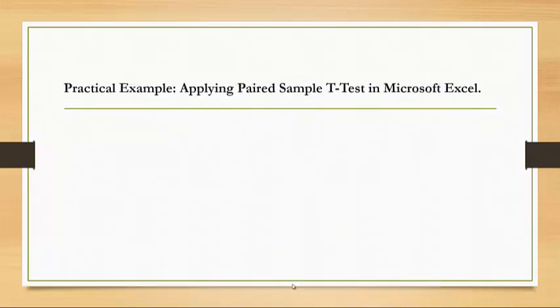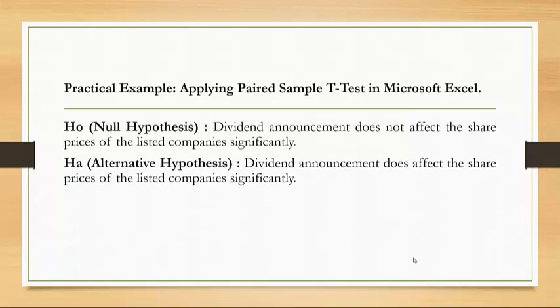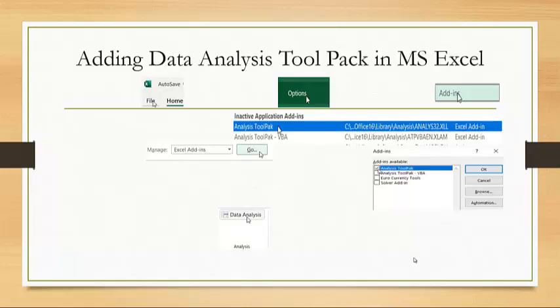So you can see that practical example applying paired sample t-test in Microsoft Excel. Here is the standard notation: H naught, this is my null hypothesis. I've mentioned that dividend announcement does not affect the share prices of the listed companies significantly. This is my null hypothesis. And the alternative is that dividend announcement does affect the share prices of the listed companies significantly. So this is how we can list null and alternative hypothesis.